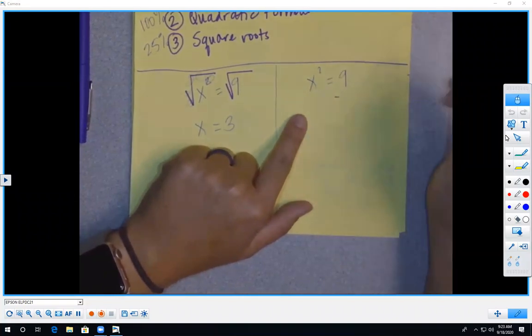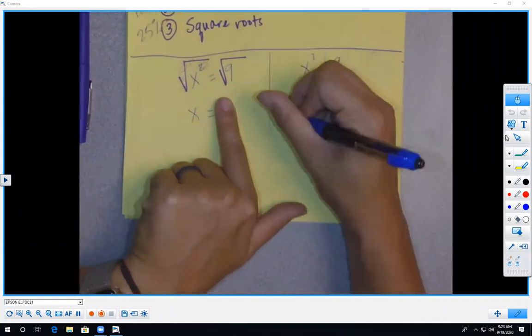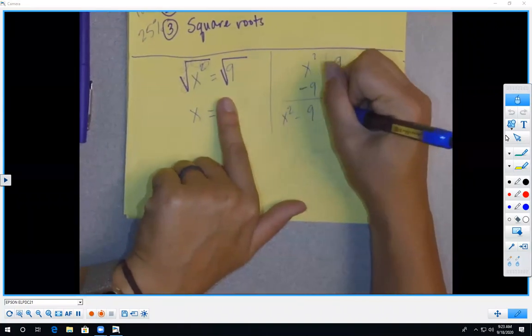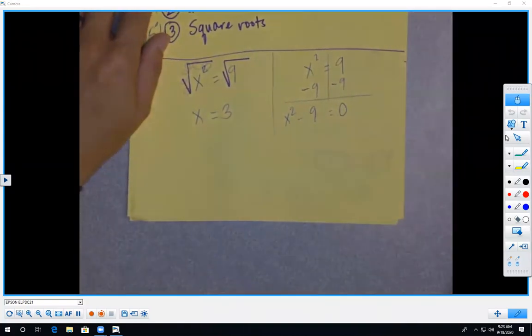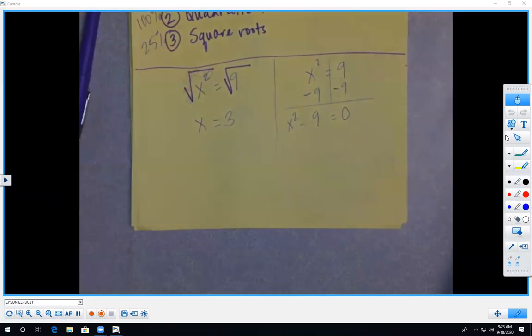Yeah, I'm going to subtract 9 just so that it'll be a little nicer looking. So I'm going to subtract 9 from both sides, and so I get x squared minus 9 equals 0. And then I want to solve that by factoring now. How do I factor that?